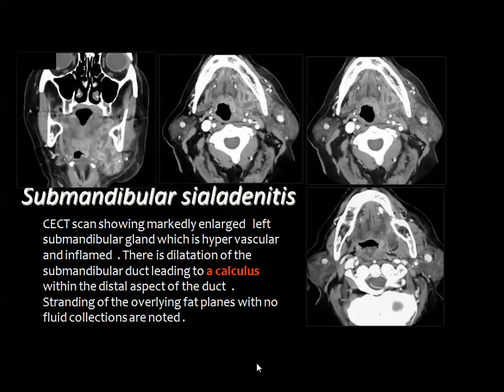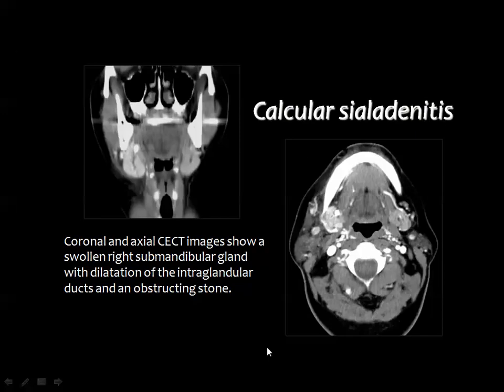And this is the coronal image, and you can see very well the markedly enlarged submandibular salivary gland, heterogeneous density, intraglandular abscesses, and of course you remember the stranding of the subcutaneous fat, which is one of the findings that can support the possibility that you are dealing with an inflammatory process.